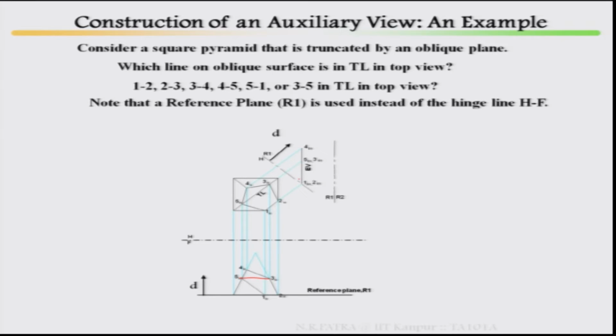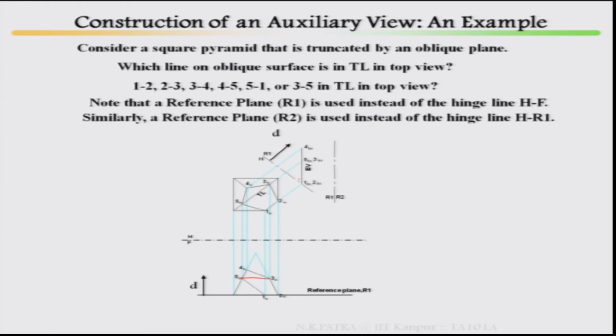Then take the second reference plane parallel to your edge view. Once you take the second reference plane, you take the point 5. Then, because the reference plane and reference line have been taken, joining the point 5, the point 5 has to be joined. Now this is your true surface.